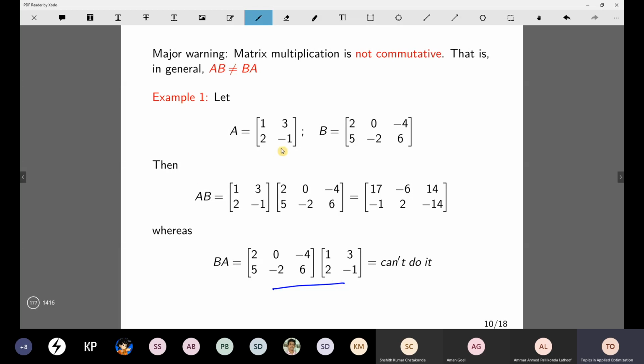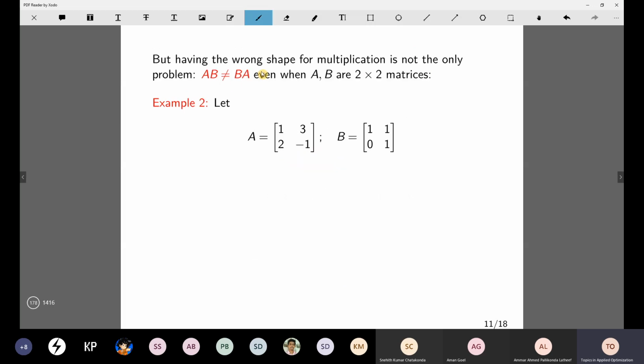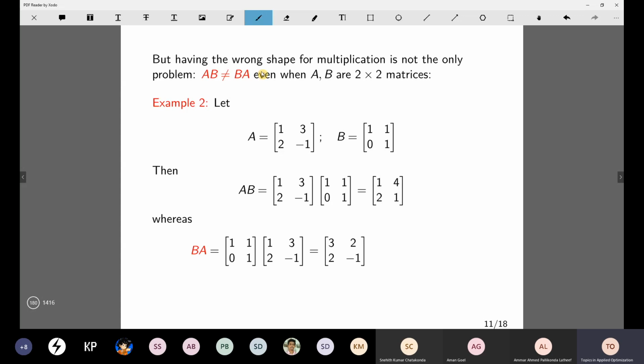Now the question is, what if they were both square matrices? Does it hold that AB is equal to BA? Well, it turns out that it doesn't hold in that case either. So A and B both may be the same dimension, but even then AB here is this, but BA here is this. So they are not equal.